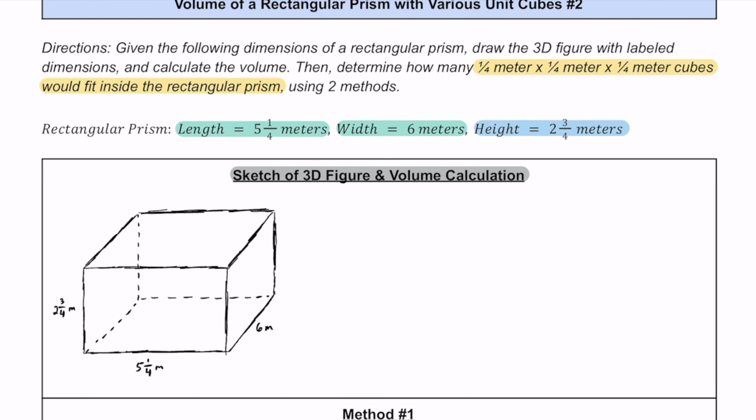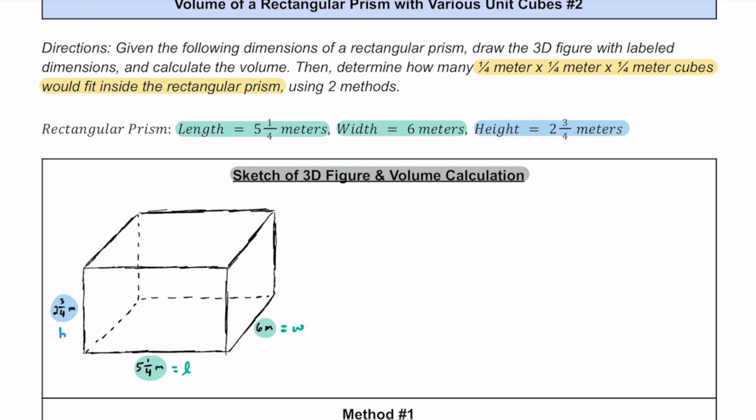Alright, so now that we have a sketch of this rectangular prism, this 5¼ meters is going to be the length going across the bottom. Then we have this 6 meters, that's going to be the width, that's going across the bottom as well. It's part of one of the dimensions of the base. And then we have the height here, that's going to be how tall this rectangular prism is going to be.